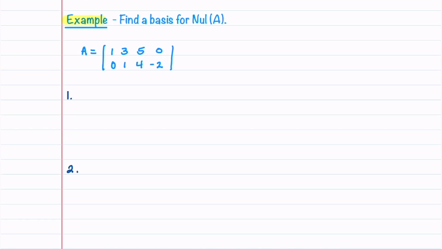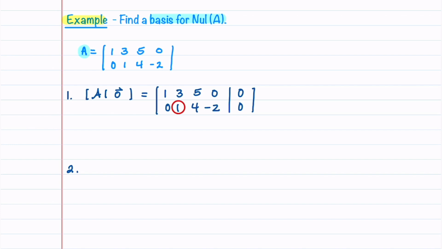Let's now walk through an example where we're given a matrix A and asked to find a basis for the null space of A. We'll begin by augmenting A with 0 and putting this matrix in echelon form. Our matrix is 1, 3, 5, 0, 0, 1, 4, minus 2, and we have zeros on our right-hand side. You can see that this matrix is already in echelon form, so to put it in reduced echelon form, all we need to do is get a 0 above our pivot.